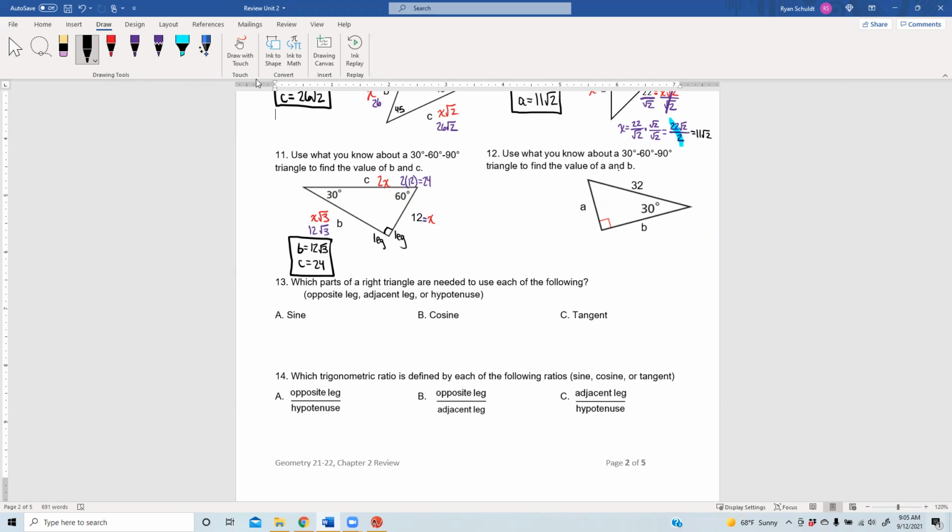Okay, number 12. Again, first step, label your legs. Okay, now that we've got our legs labeled, let's do our template. It's a 30, 60, 90. So the short leg is going to be x. The long leg is going to be x square roots of 3. The hypotenuse is 2x.